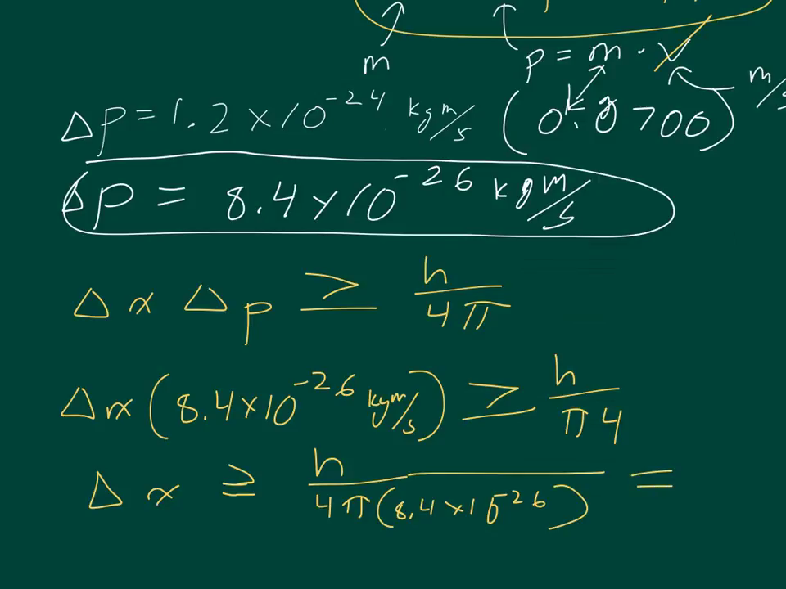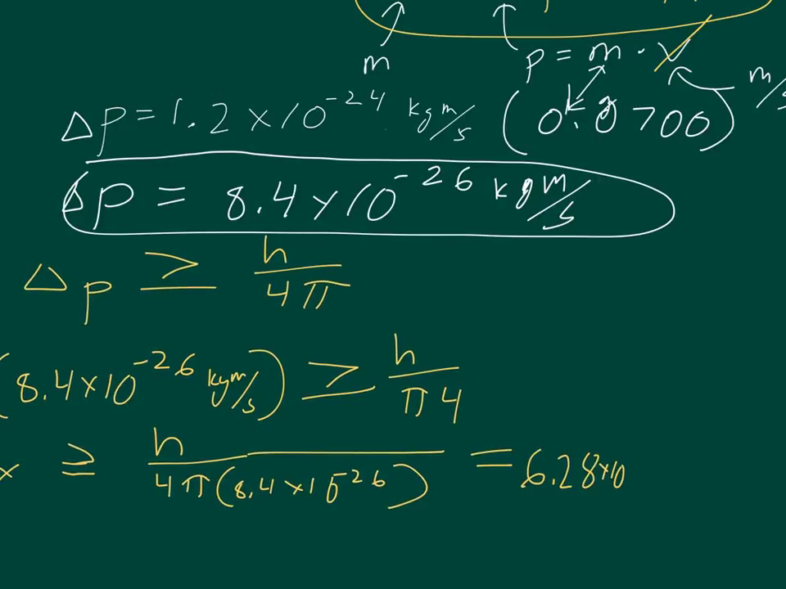And that gives me, when I go to my calculator, 6.626 second EE negative 34, divide by 4, divide by pi, divide by 8.4 second EE negative 26, and I get 6.28 times 10 to the negative 10th. And that's your answer. Beep.